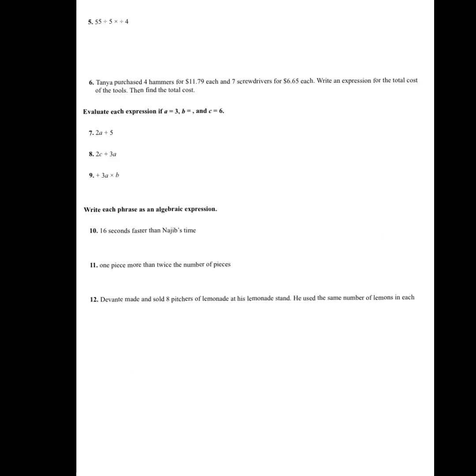For number 6, it says Tanya purchased 4 hammers for $11.79 each and 7 screwdrivers for $6.65 each. Write an expression for the total cost of the tools and then find the total cost. First step, there's 4 hammers, and you're multiplying that by $11.79, and you're adding to that 7 screwdrivers for $6.65 a piece. So it would just be 2 separate multiplications, and you add them together.